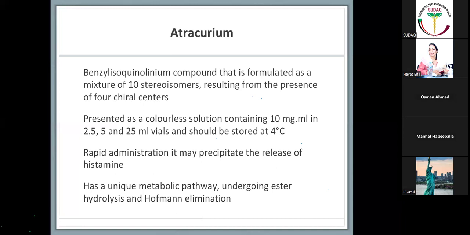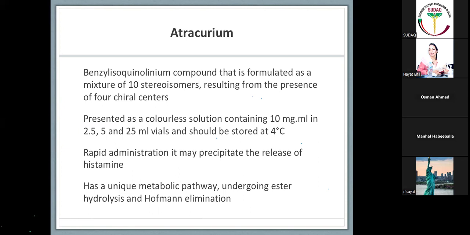Atracurium is very unique among the benzylisoquinolinium compounds because it has a unique metabolic pathway. It undergoes what we call ester hydrolysis and Hofmann degradation. So it is very good for those patients who have liver or kidney disease, where you want to avoid elimination through the kidney or the liver. Giving atracurium will be very good because it's degraded based on pH and temperature, as we will see shortly.